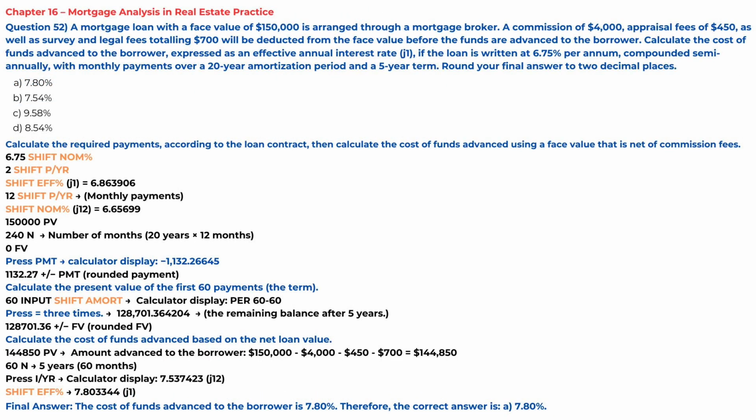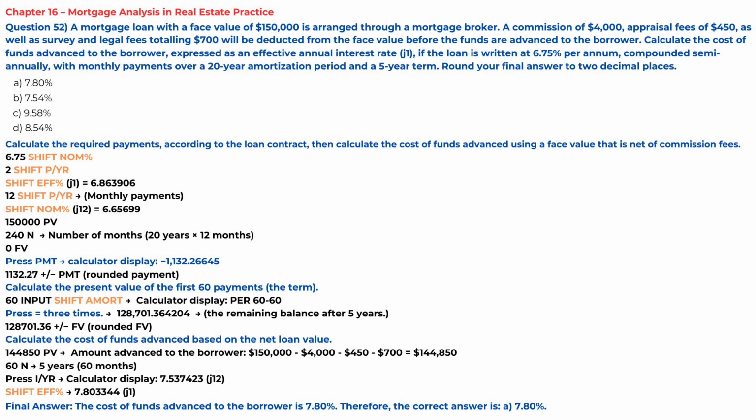Question 52. A mortgage loan with a face value of $150,000 is arranged through a mortgage broker. A commission of $4,000, appraisal fees of $450, as well as survey and legal fees totaling $700 will be deducted from the face value before the funds are advanced to the borrower. Calculate the cost of funds advanced to the borrower, expressed as an effective annual interest rate, J1, if the loan is written at 6.75% per annum, compounded semi-annually, with monthly payments over a 20-year amortization period and a 5-year term. Round your final answer to 2 decimal places.